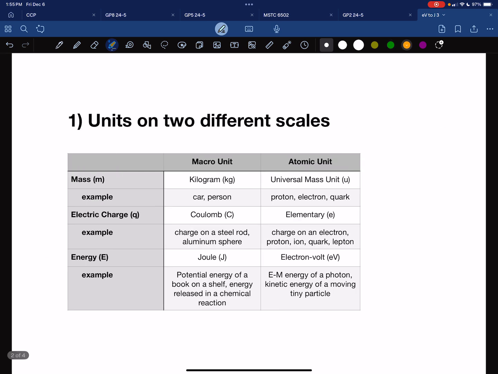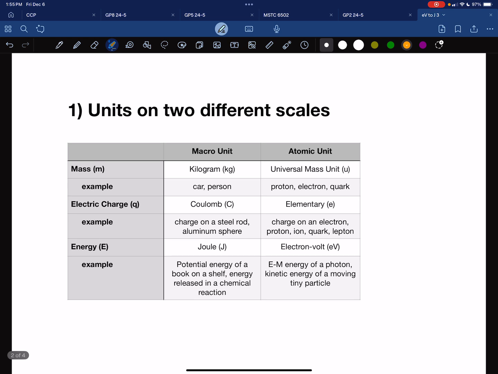So on two different scales, really what we're talking about is on the macro or the human scale versus on the atomic or nuclear scale. And we have three quantities we're going to look at. One of those is mass, the variable m. On the macro or the human scale, we've got the kilogram, and those are examples of things like a car or a person. We determine the mass in kilograms.